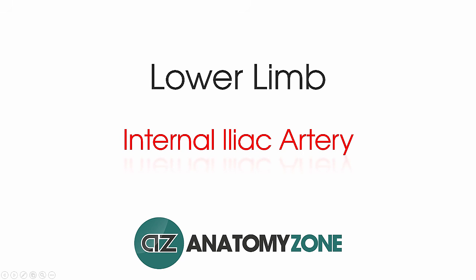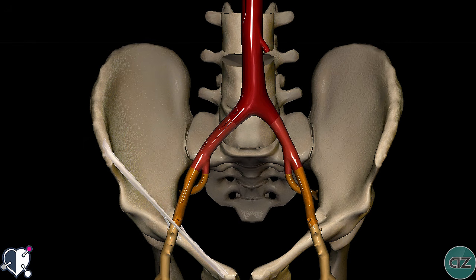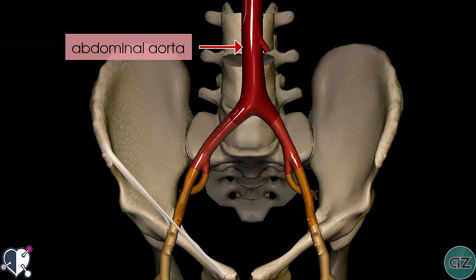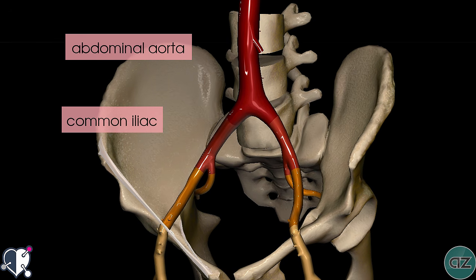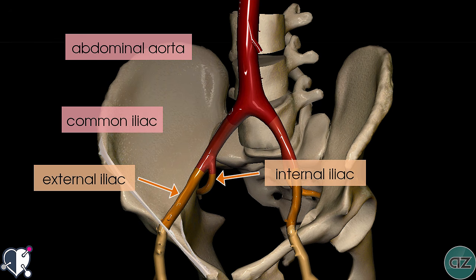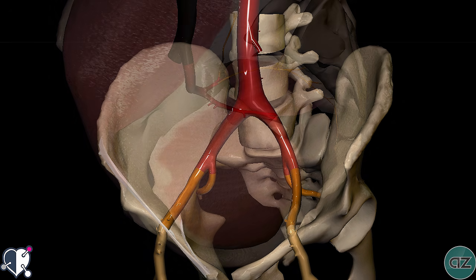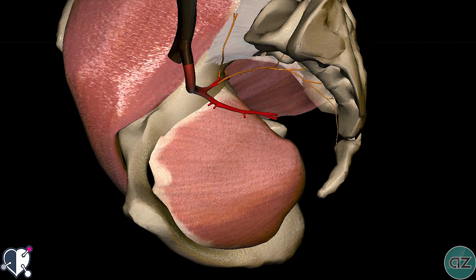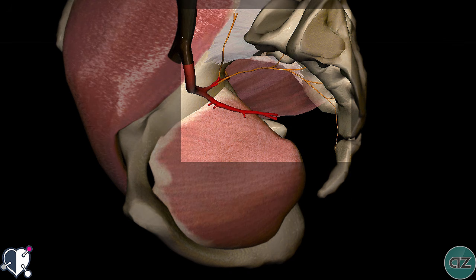in this tutorial we're going to take a look at the internal iliac artery. So in this model what we're looking at is the abdominal aorta dividing into the common iliac arteries, which then divide into the external and internal iliac arteries. What we're now looking at is the right internal iliac artery, and we've removed the left and we've removed the external iliac artery.